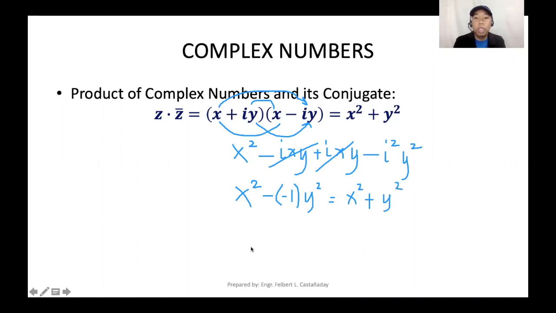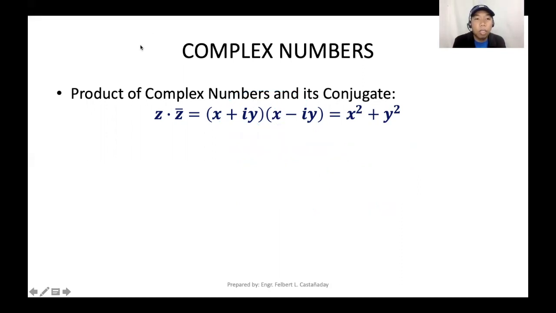Yeah, so multiplying a complex number by its conjugate. When we say conjugate, the sign of the imaginary part changes, so from positive, it becomes negative. Okay, clear tayo dun? So that's it. If you multiply a complex number by its conjugate, it will result in the sum of the squares of the real numbers, x squared plus y squared.